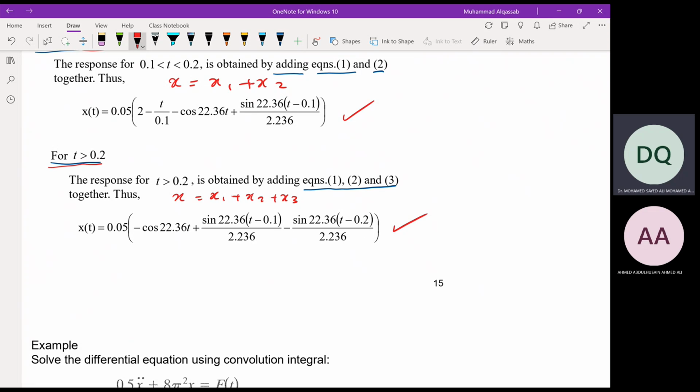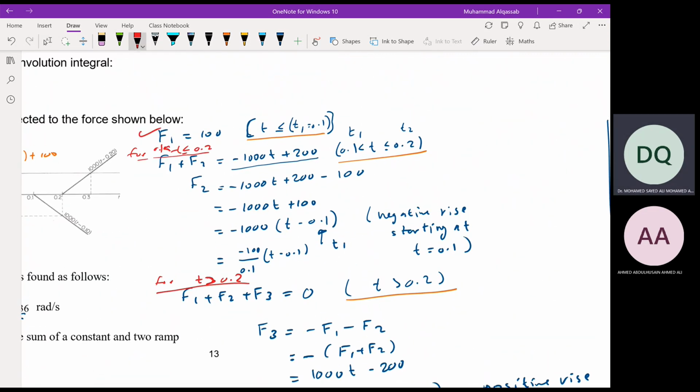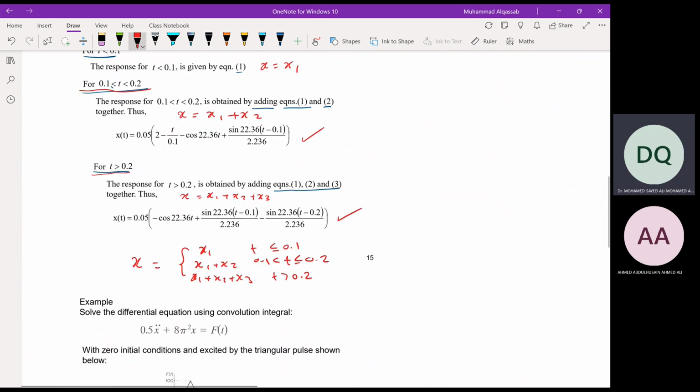So in summary, x is given as x1 for t less than or equal to 0.1, x1 plus x2 for t greater than 0.1 less than or equal to 0.2, and x1 plus x2 plus x3 for t greater than 0.2. So you can see this is the way we obtained F1, F2, and F3. This is F1. This is F1 plus F2. This is F1 plus F2 plus F3 for the third interval. So the same thing we do for the response.